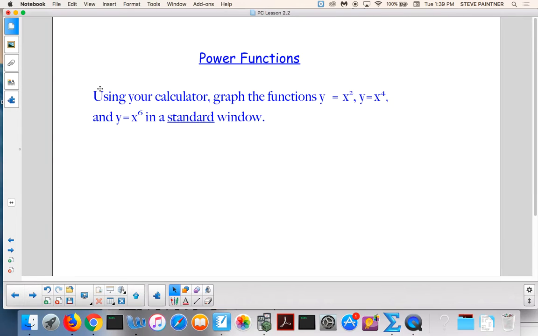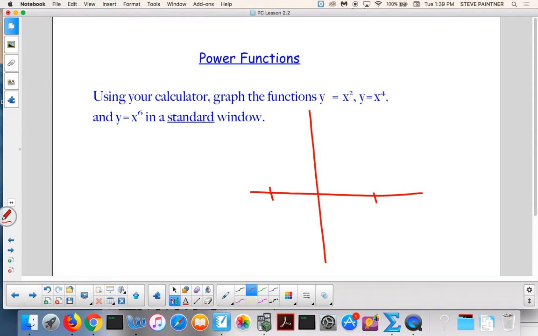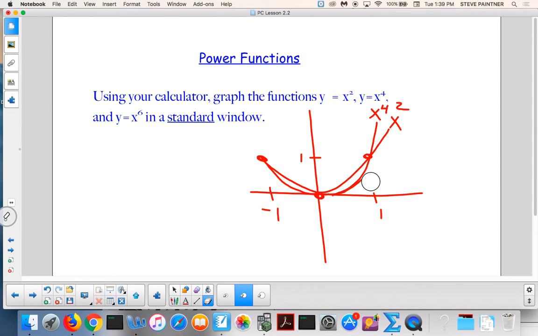So you guys, on your paper, you should probably do something like this. Mark 1, negative 1, and 1. Here, here, here. And this is kind of what it does for x squared. And then you should say, well, it does this for x to the fourth, right? And then what's it do for x to the sixth? Flatter yet, right?